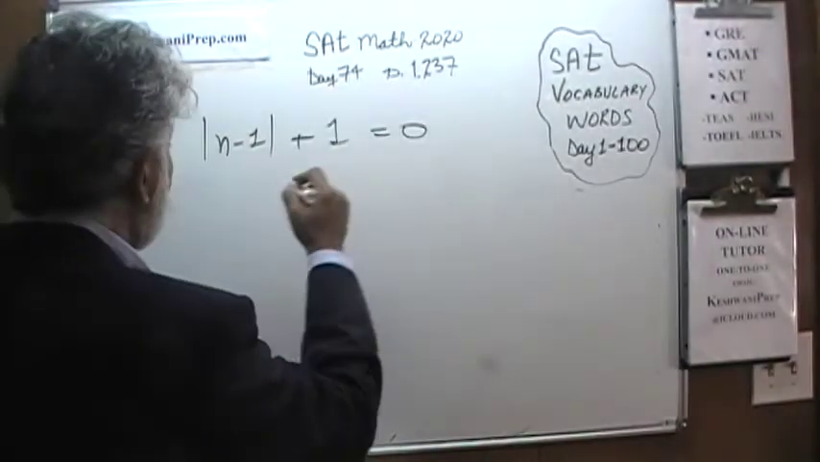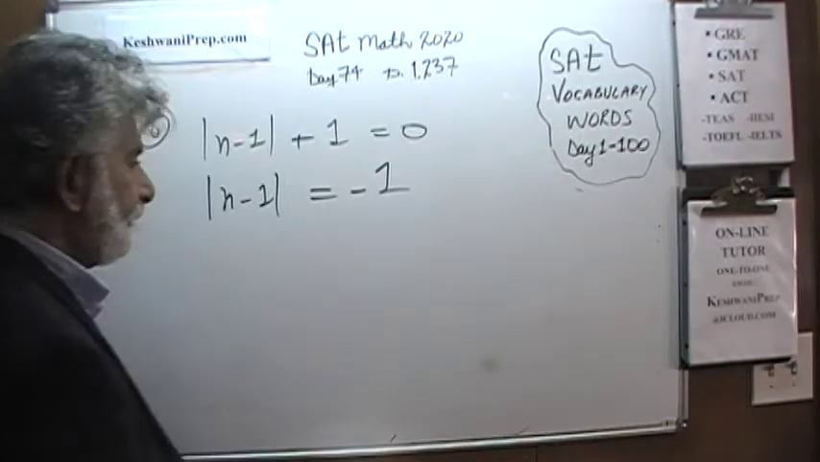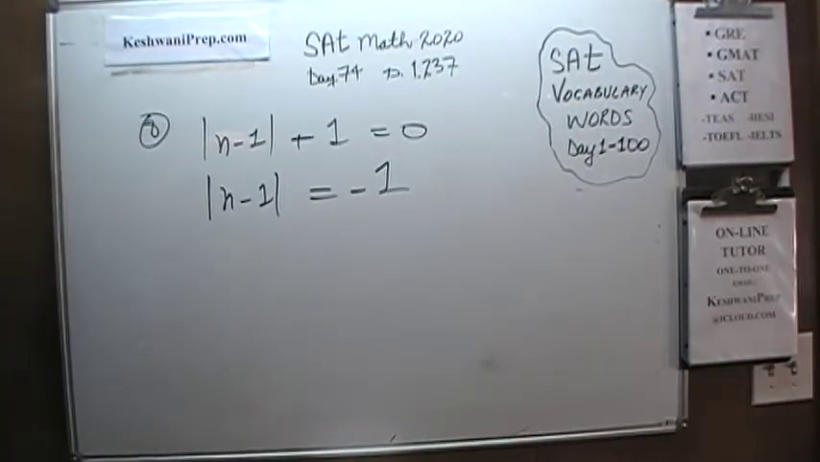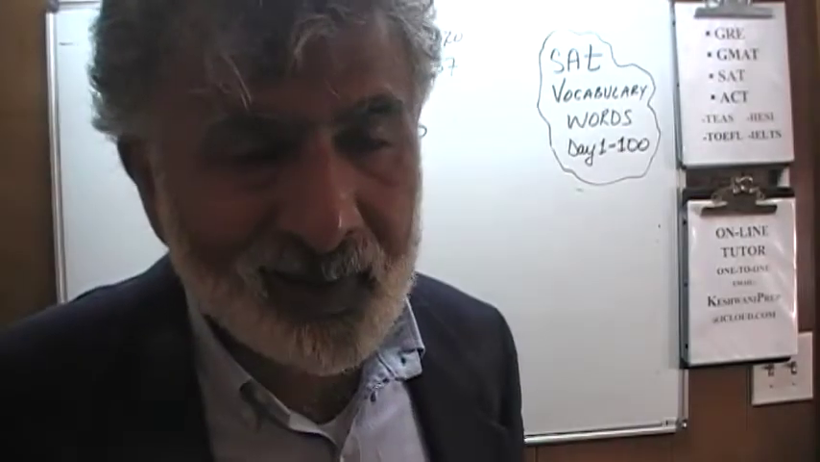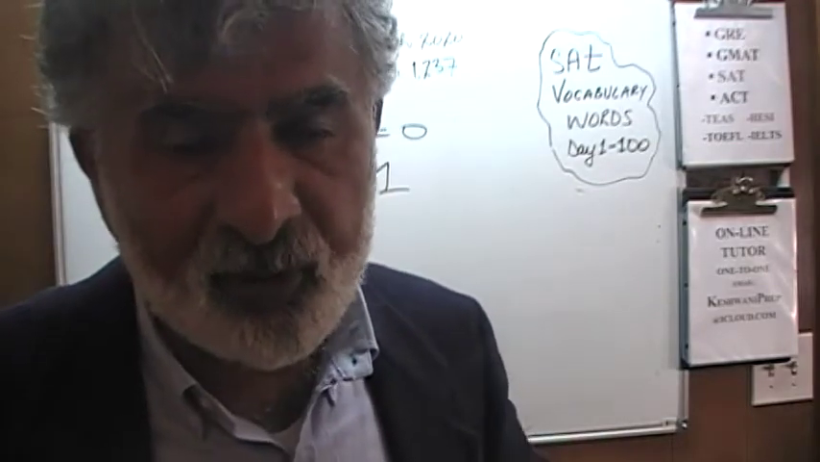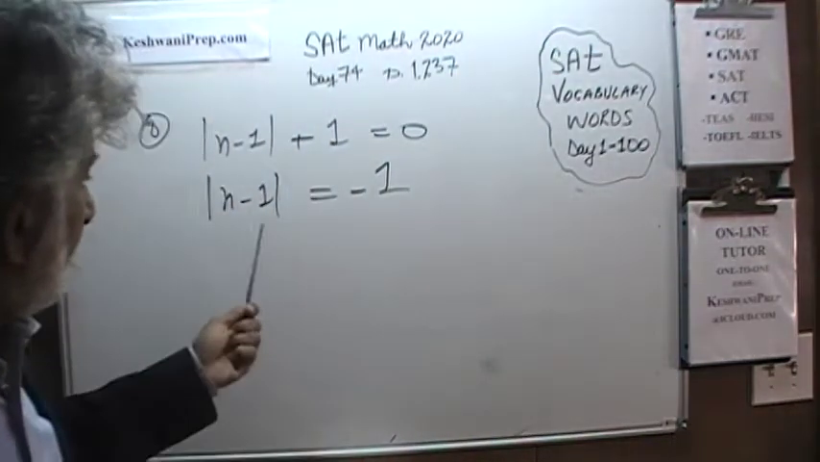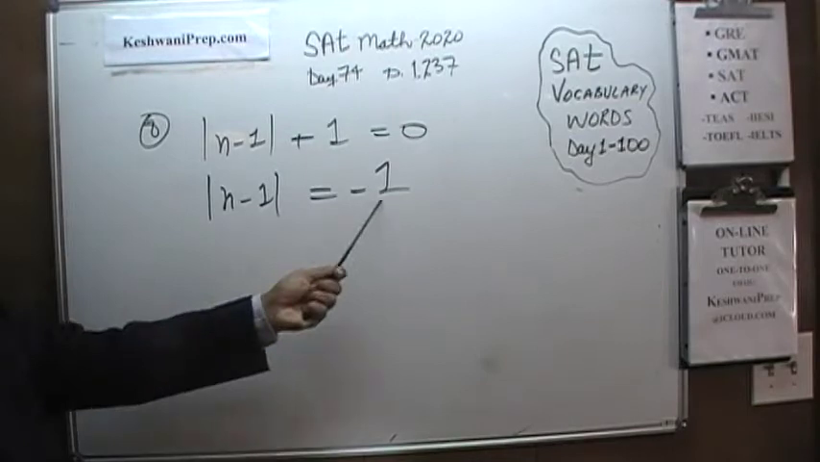Let's subtract 1 from both sides, and when we do that, we get absolute value of n minus 1 equals negative 1. Well, the absolute value means that the quantity has to be positive. Absolute value of no quantity can be negative. That's the whole point. Absolute value measures the distance from 0, going to the right or left. It's a measurement of distance, and it has to be positive. This is not possible. Absolute value cannot be a negative number.